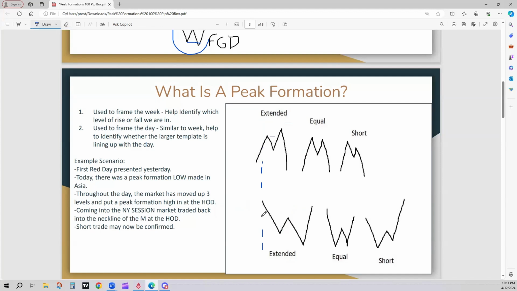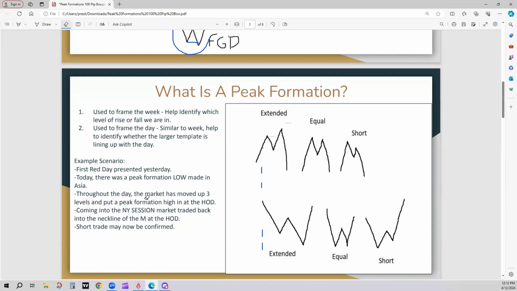Now, sometimes it'll present after I get that first red day. You come into the next day, and Asia has put in a low, maybe London has put in a high, and the 3 levels is a little bit cloudy, but the day has already put in a low and they've already put in a high. And then coming into the New York session, they trade back up into that high, that peak formation that was already made earlier in the day, and it reverses very strongly out of that. Those are 2 different scenarios.